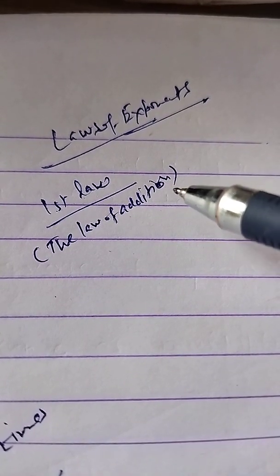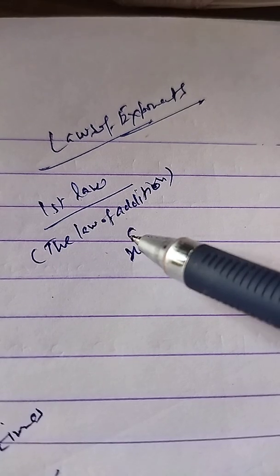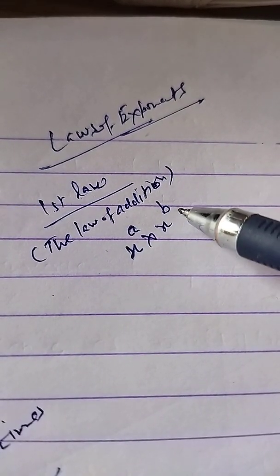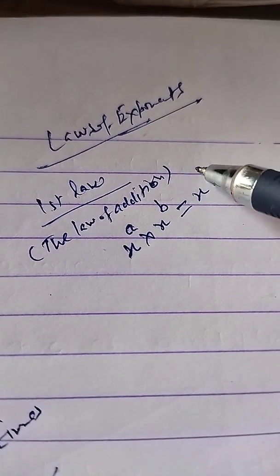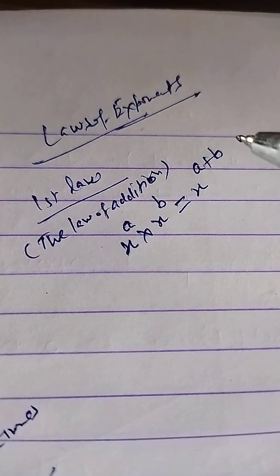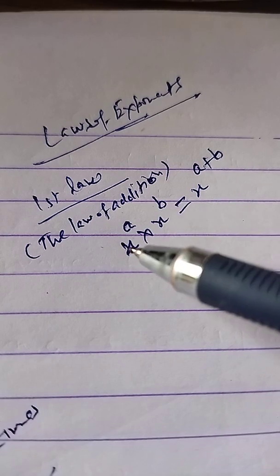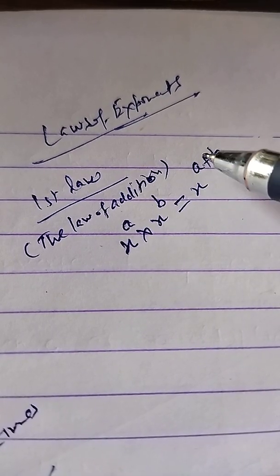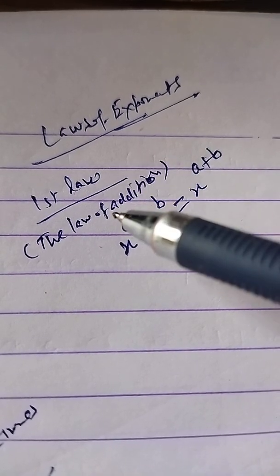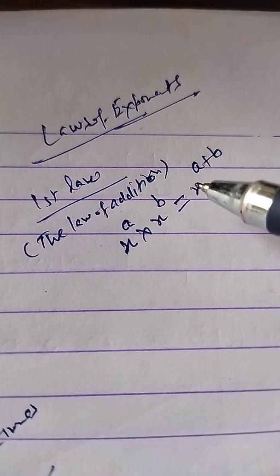So that means what? Suppose I am writing here x raised to the power a into x raised to the power b. So I have to express it like x raised to the power a plus b. Bases are same, powers are different, so powers will always be added. Such a law is called law of addition. So this is the first law, which is known as the law of addition. I hope that is clear to you all.